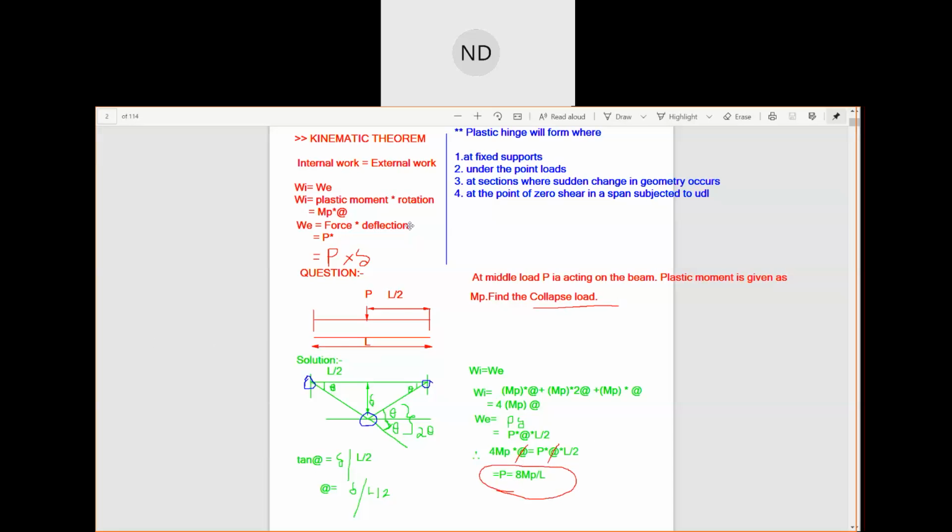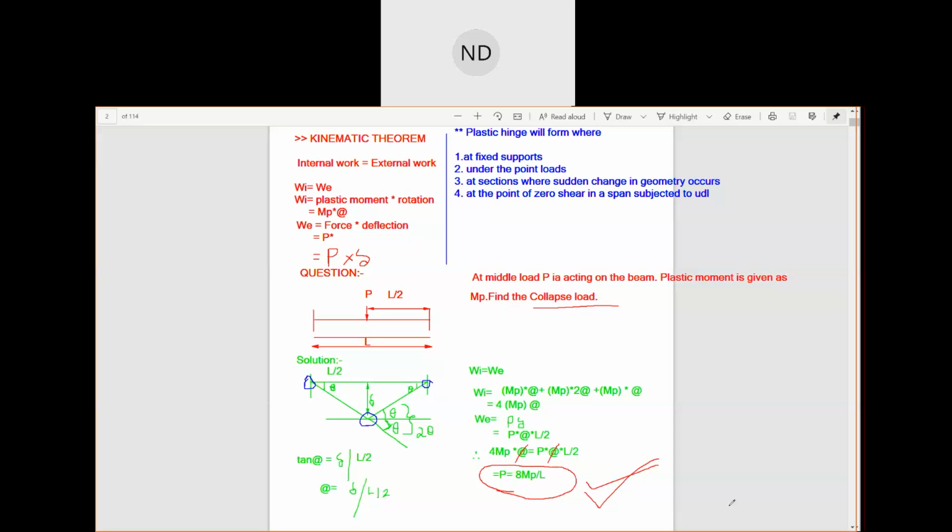So, understood how to apply this kinematic theorem here, which is internal work done is equal to external work done, and you calculate it here and find the collapse load. This is one kind of method of plastic analysis. So here this is your answer, 8 MP by L, plastic moment by L. Done? Clear?